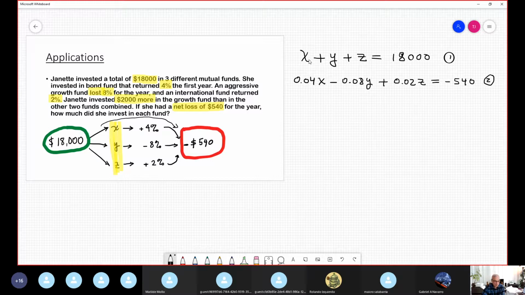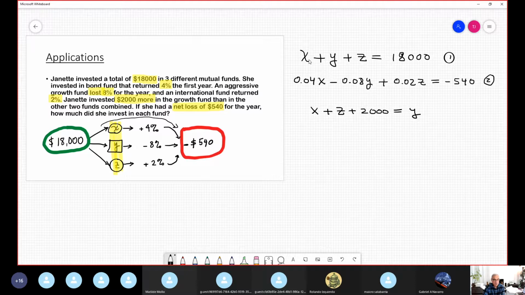Equation number 3 is a little bit weird, but it's the last sentence. Janet invests, so together, this account plus this account together, okay, X plus Z, no? Together, plus extra $2,000 is equal Y, which represents the money that she deposited or put in this account.